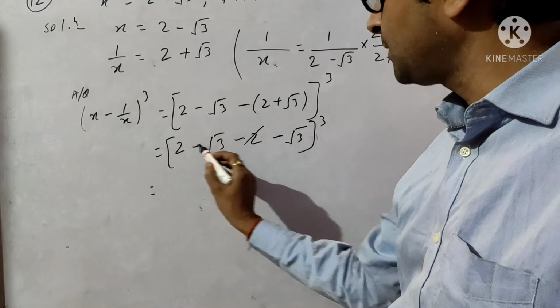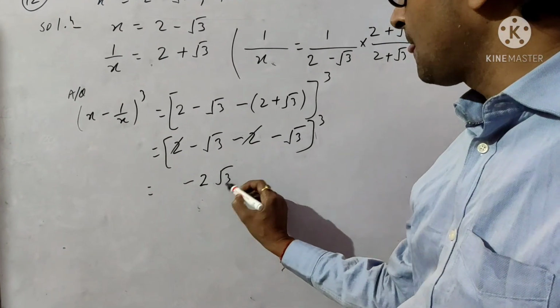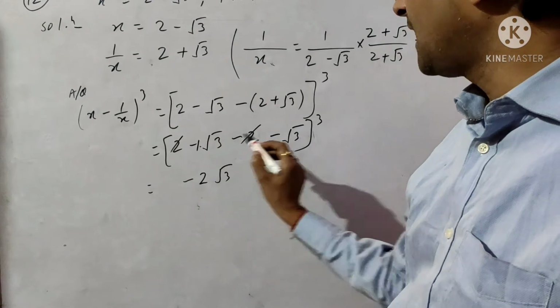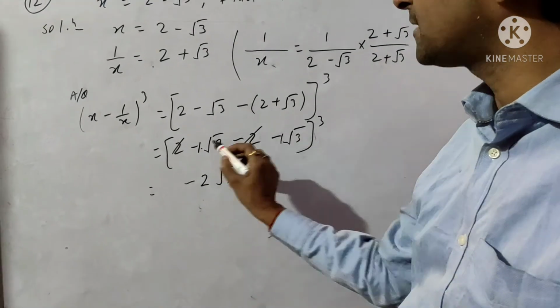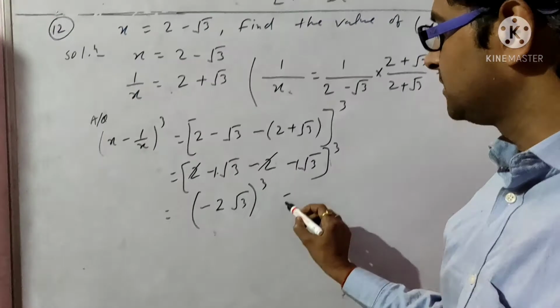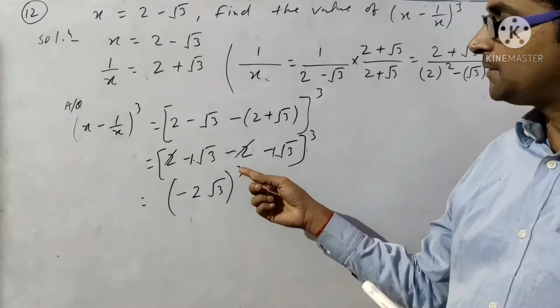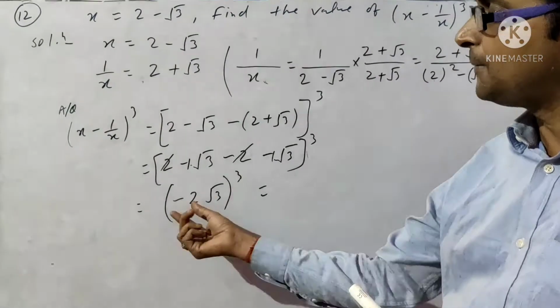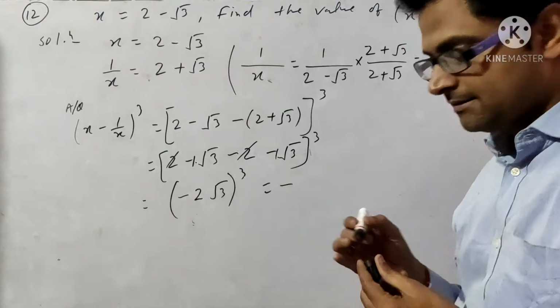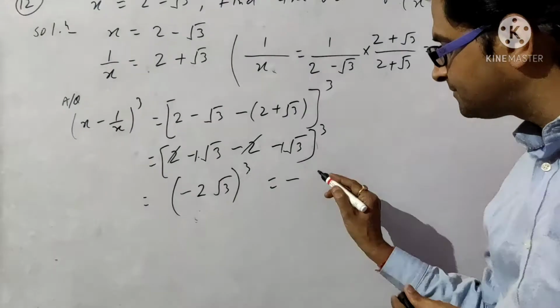So here plus 2 and minus 2 are cancelled. That means 2 root 3, because root 3 is 1 time and here is also 1 time. So 1 plus 1 is equal to 2 root 3 and the whole power is cube. So first of all, student, if the power is odd, then the value is always negative. Okay, then 2 to the power cube means 8.